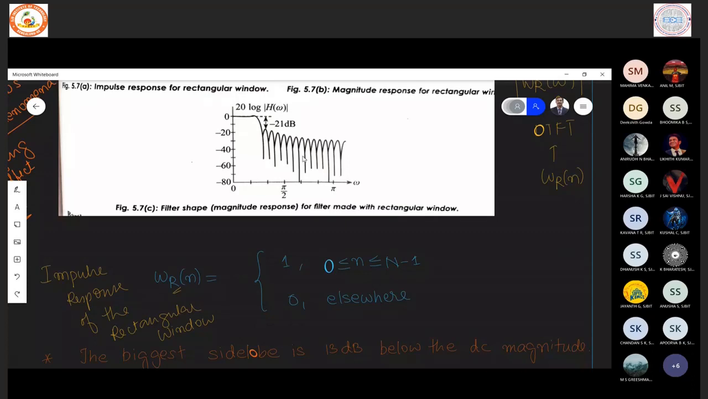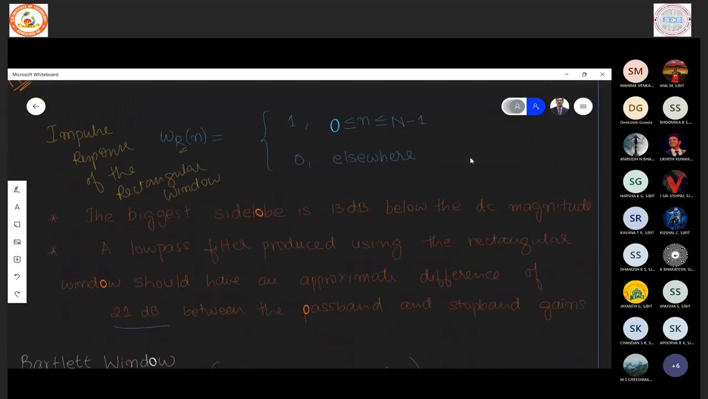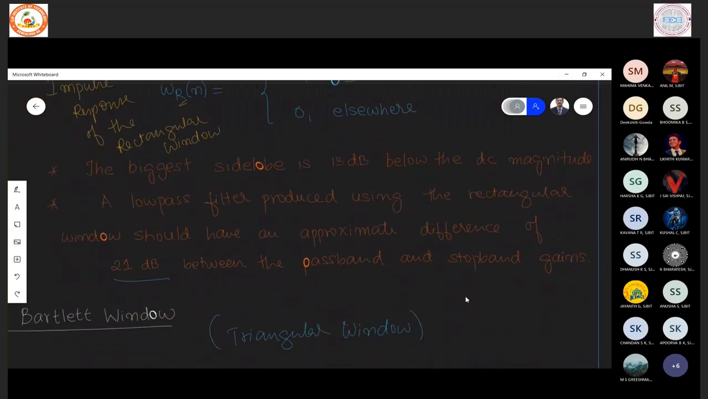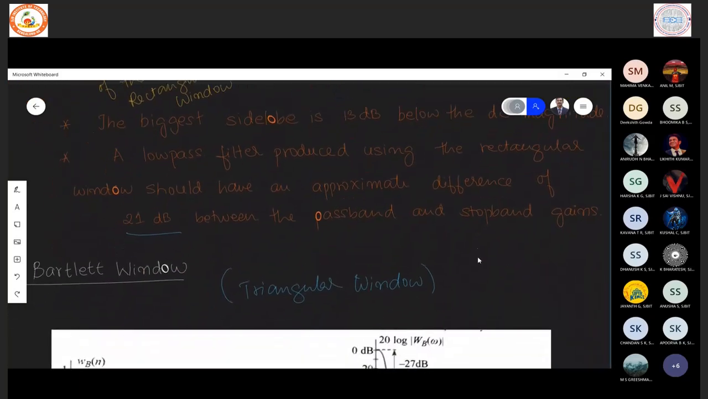So this is the information that we were able to gather about the rectangular window. First let us study different window types, then we shall talk about problems later.